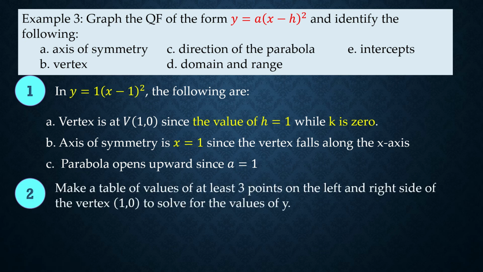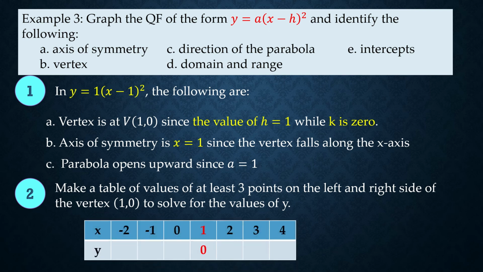Second, make a table of values of at least 3 points on the left and right side of the vertex, which is 1, 0, to solve for the values of y. So you have the table there. The values of y are blank because we still have to solve them. The numbers to the right of 1 are 2, 3, and 4. The numbers to the left of 1 are 0, negative 1, negative 2. You cannot use just any number, so base it on the number line so we do not have difficulty solving.